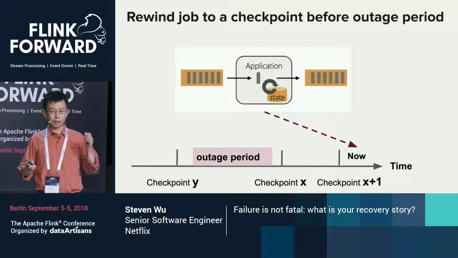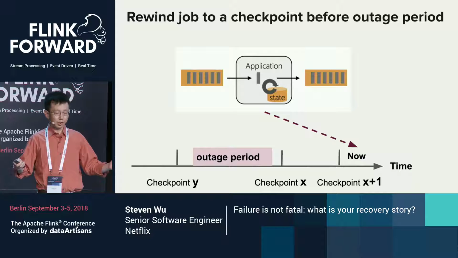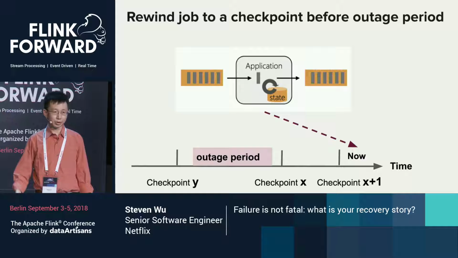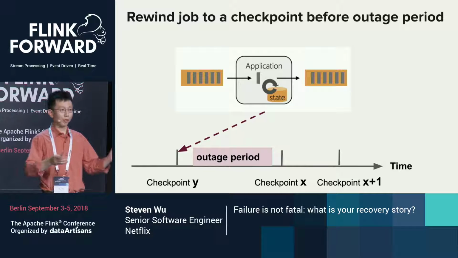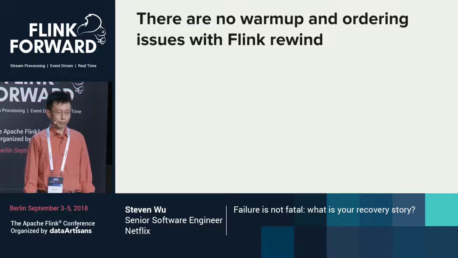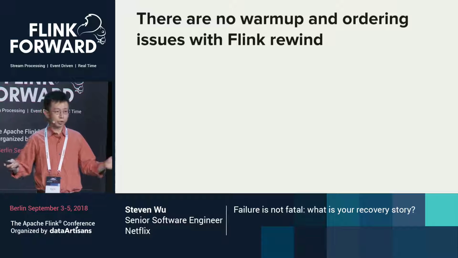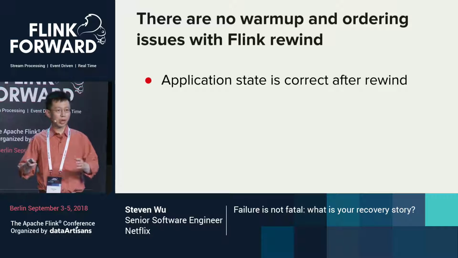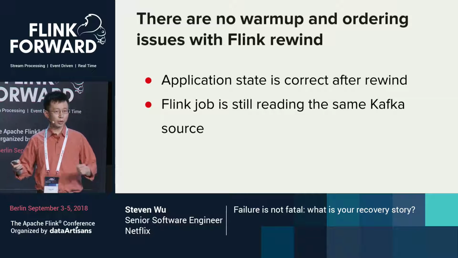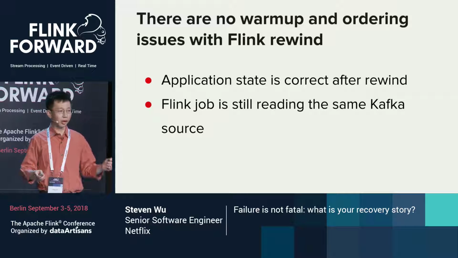Let's see how we can leverage Flink external checkpoints. Here we have a stateful job. It has an outage. After the outage happened, two more successful checkpoints happen. We can rewind the Flink job to a checkpoint that happened before the outage started. Again, the Kafka offsets are rewound along with the other application state. There are no warm-up and ordering issues for the Flink rewind solution because the application state is correct after the rewind. And the Flink job is still working with the same Kafka source, so we get the same ordering behavior.